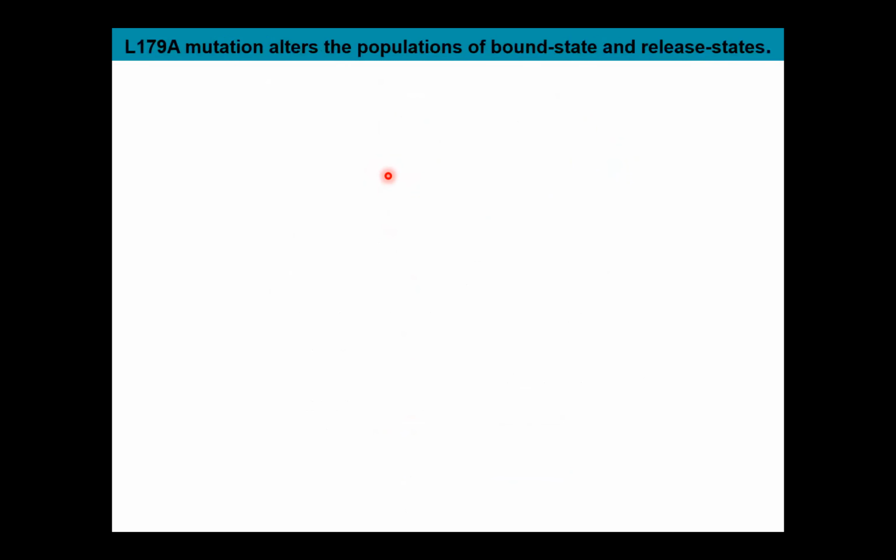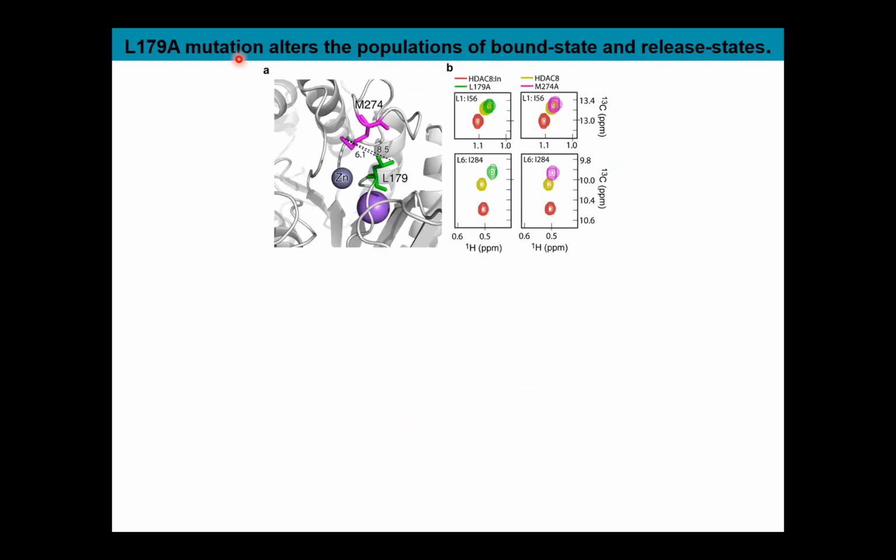For that, I thought to create some mutations to alter the population of these excited states and to correlate that with the change in binding and the change in activity. For that, I created two mutations, that is L179A and M274A. Why these two mutations? Because I have observed NOE in my methyl NOE spectrum, and that's why I thought this would be good to alter the population of this L6 region.